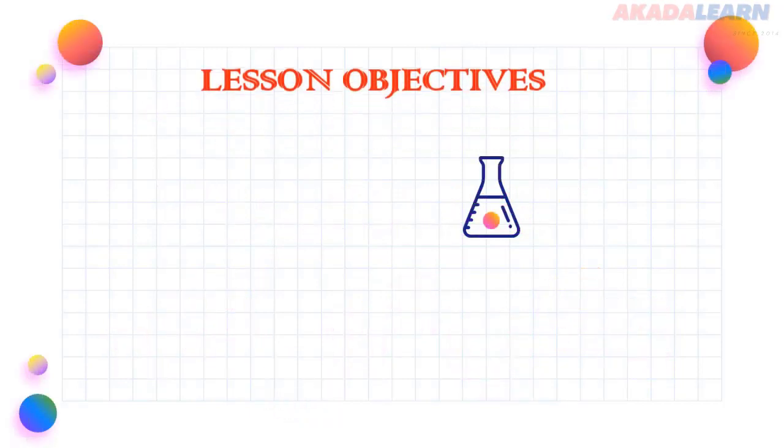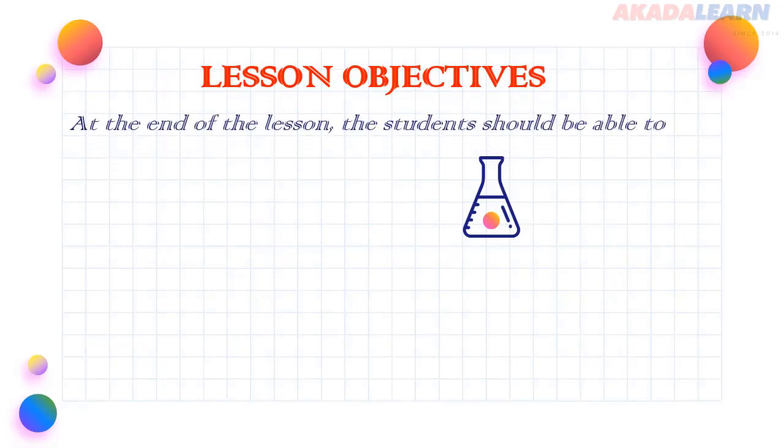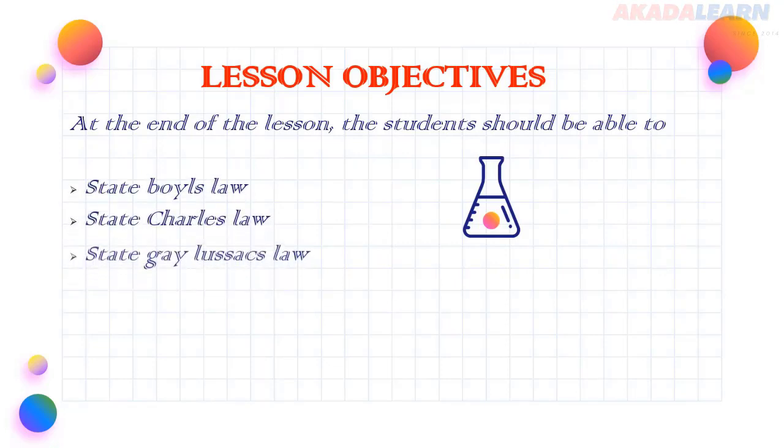So let's take a quick look at our lesson objectives. At the end of this lesson, the students should be able to state Boyle's Law, state Charles' Law, state Gay-Lussac's Law.